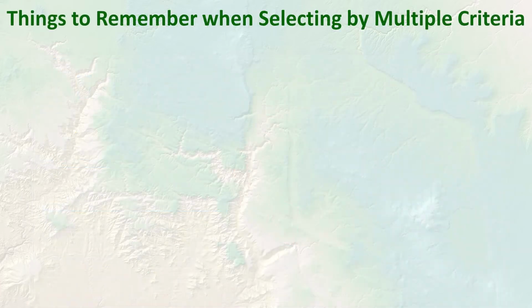There's a few things to watch for when building a multi-criteria selection. And actually, if you use the clause mode in ArcGIS, this kind of helps avoid some of these problems. But you should still be aware of these. They do trip people up quite a bit.